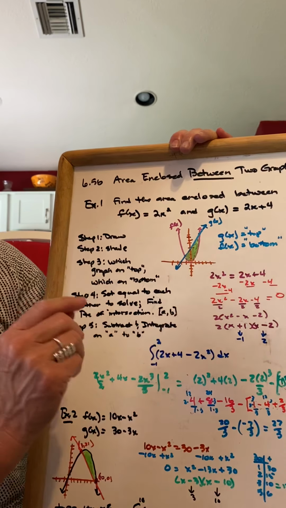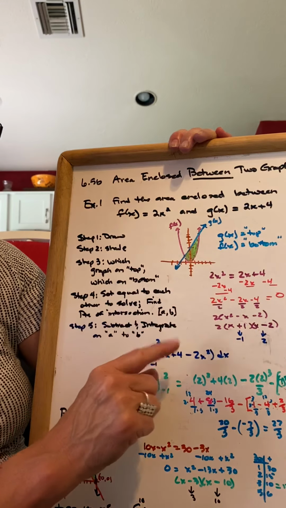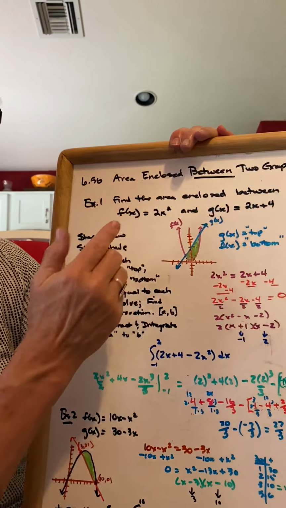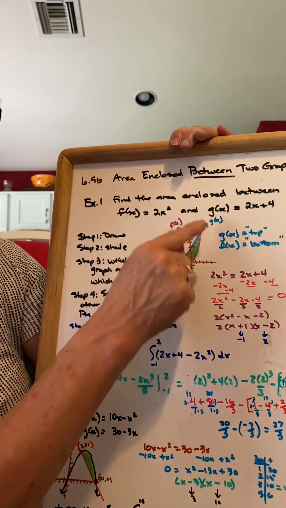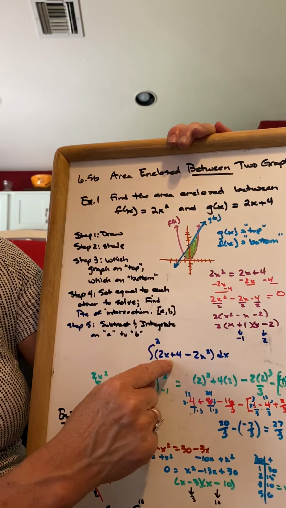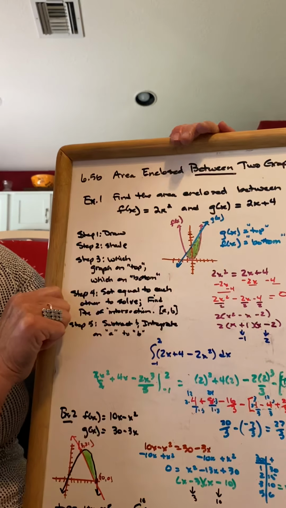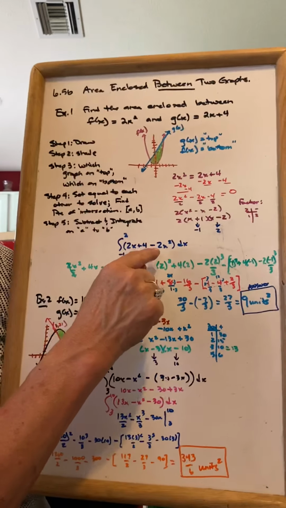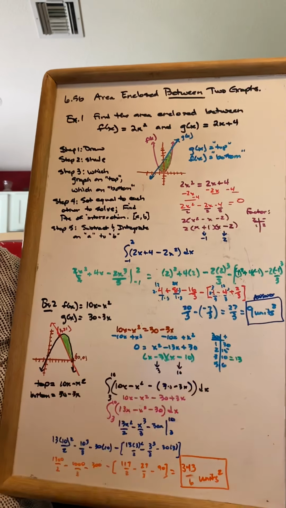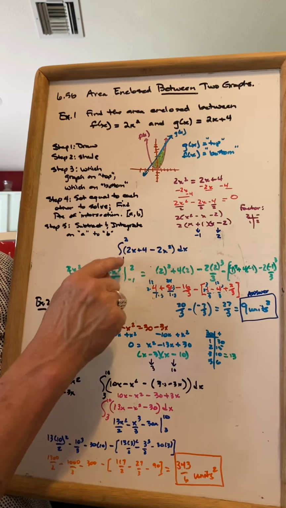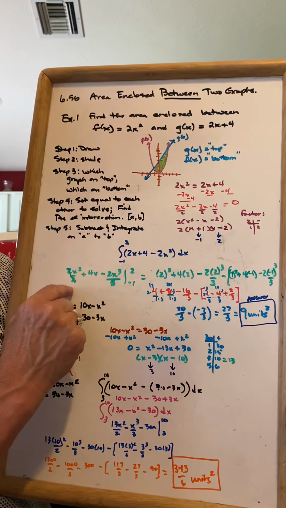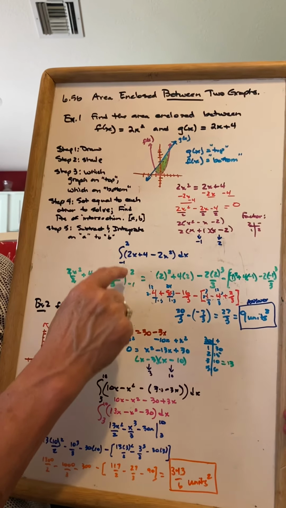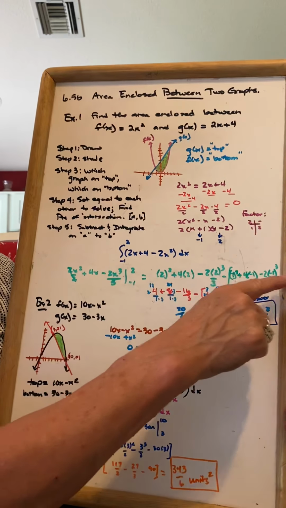Okay, so now, because you needed to know the top and the bottom, you have to do the subtraction. You take the term that was the top function, in this case the line, 2x plus 4, and that is going to be first, and you're going to subtract the parabola from that. That's what I'm going to integrate. So I integrate 2x squared over 2, integrate 4 is 4x, integrate 2x squared is 2x cubed over 3, from negative 1 to 2, and I start putting in my numbers.